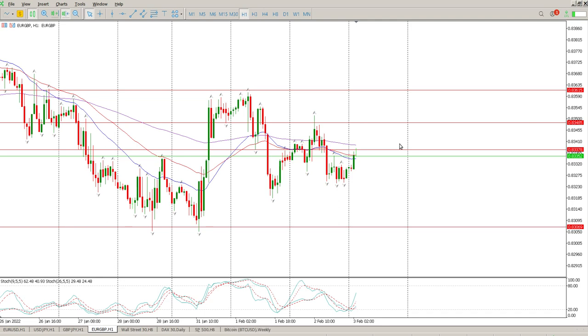So I think it depends what happens here. If we reject the 155, so just keep this level here, 0.83378, if we can reject it, price action there being inside bars, engulfing bars, pin bars, then I would expect a move back to the downside. My stop would be above the structure that's formed. So whatever price action forms there, stop loss above that, and a move all the way down to 0.83069 is kind of what I'd be looking for.